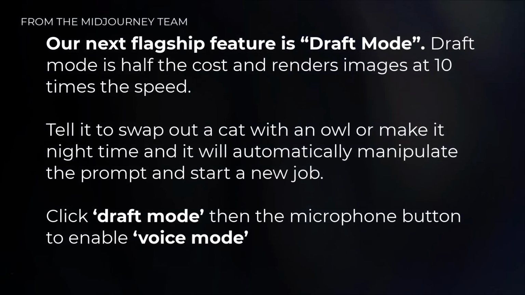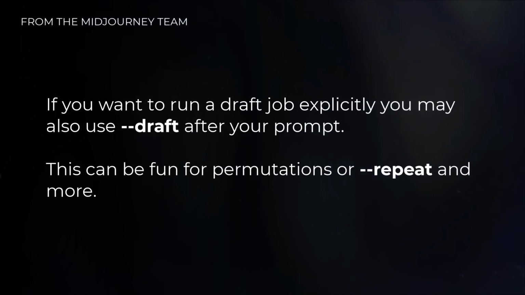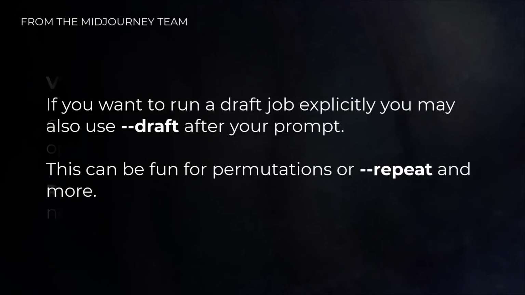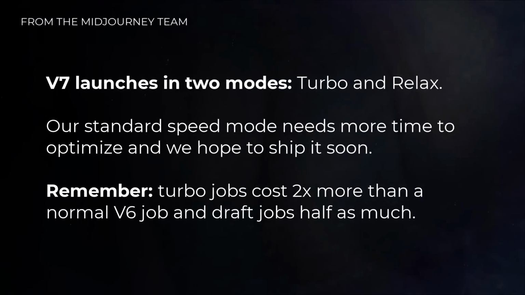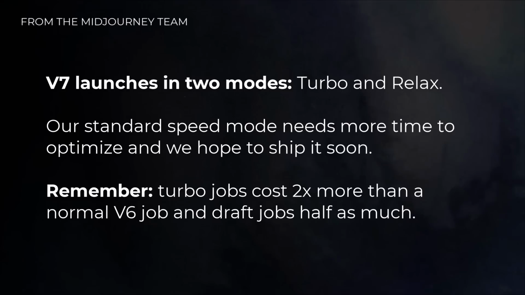Now, in the Midjourney update, they recommended that you could also use --draft, but also --repeat in order to create far more images to choose from, and it's the best way to iterate on ideas. As I mentioned, V7 launches in 2 modes, Turbo and Relax. And the standard speed mode needs more time to optimize, and they hope to ship it soon, but Turbo costs twice the amount of a normal V6 job, and the draft job's about half as much.